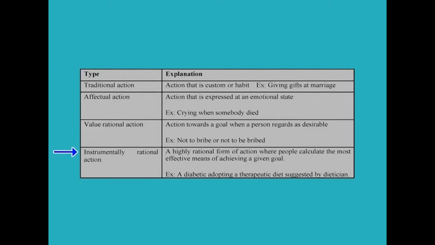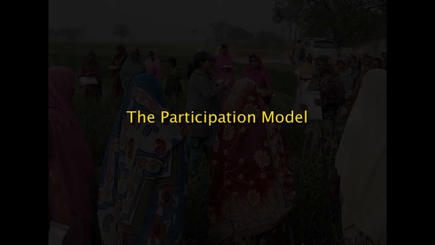Instrumentally rational action, a highly rational form of action where people calculate the most effective means of achieving a given goal. For example, a diabetic adopting a therapeutic diet suggested by a dietitian. Now, let me tell you about the participation model.